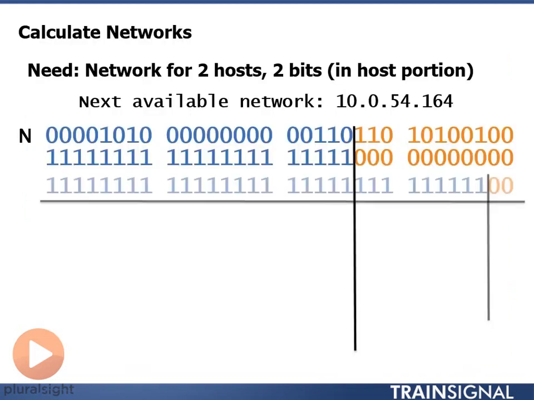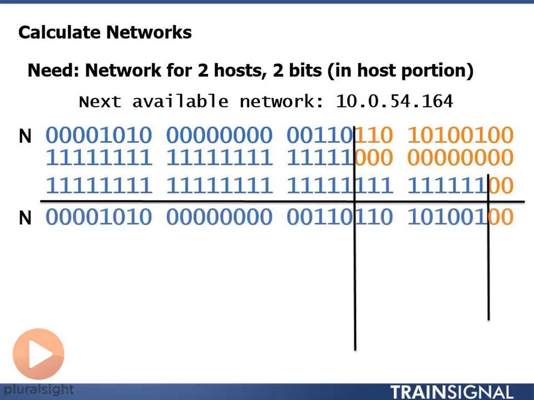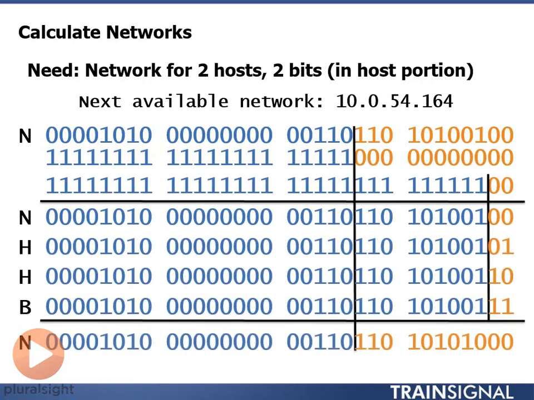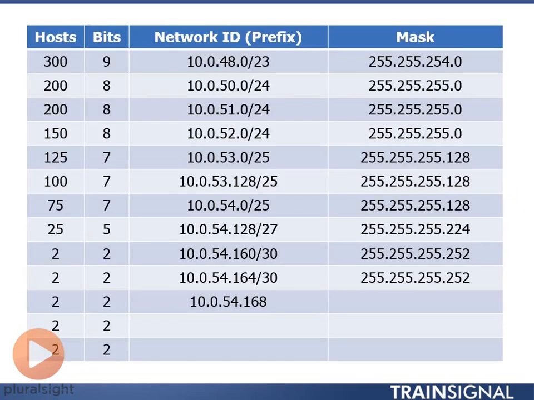Since these are all the same, we're going to have the slash 30 mask again. 10.0.54.164 in binary. Our first host, last host, broadcast address. Add 1. We get our next available network. Convert it to decimal and record it in our chart. Once again, we're going to have a slash 30 mask.